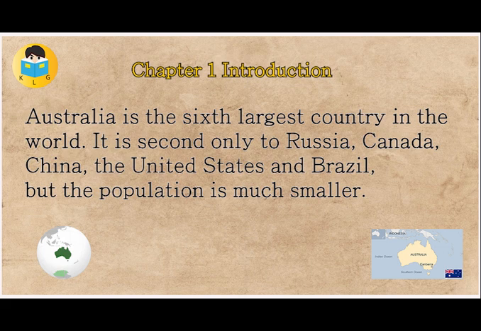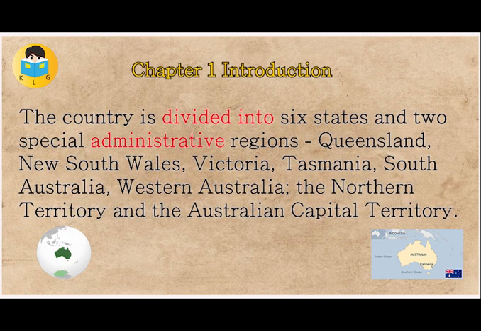Australia is the sixth largest country in the world. It is second only to Russia, Canada, China, the United States and Brazil, but the population is much smaller. The country is divided into 6 states and 2 special administrative regions: Queensland, New South Wales, Victoria, Tasmania, South Australia, Western Australia, the Northern Territory and the Australian Capital Territory.